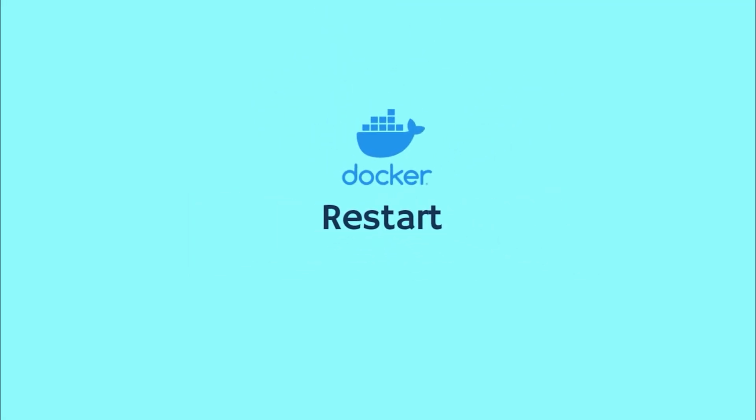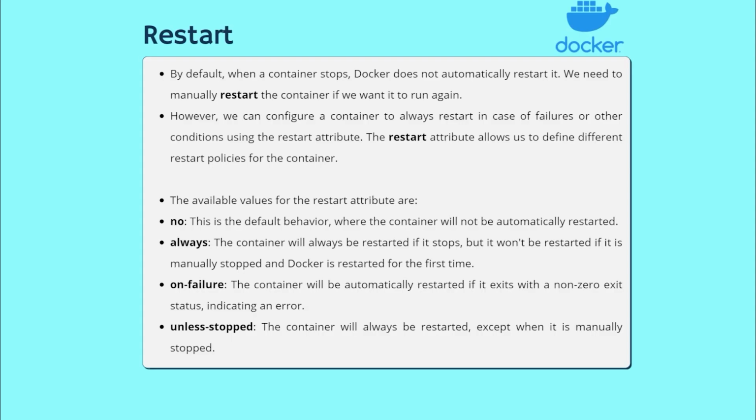Restart. By default, when a container stops, Docker does not automatically restart it. We need to manually restart the container if we want it to run again. However, we can configure a container to always restart in case of failures or other conditions using the restart attribute. The restart attribute allows us to define different restart policies for the container.